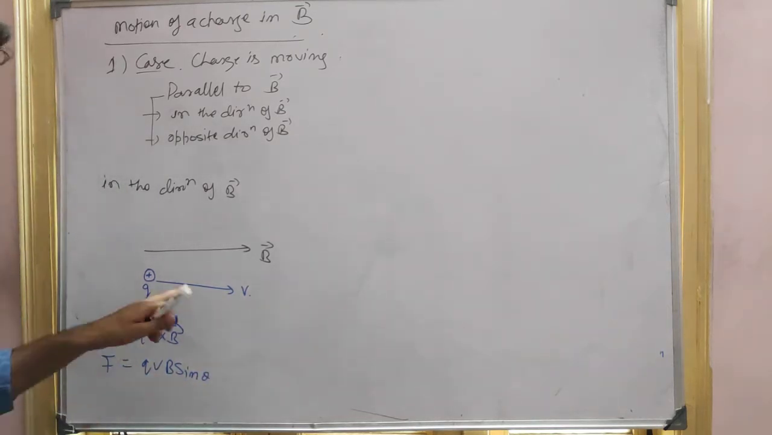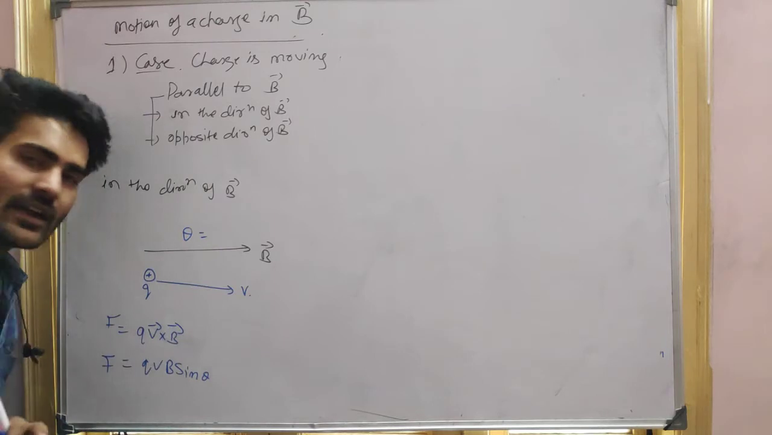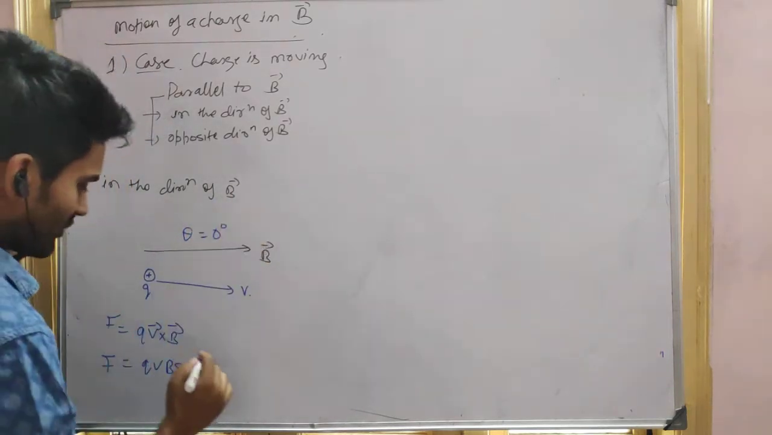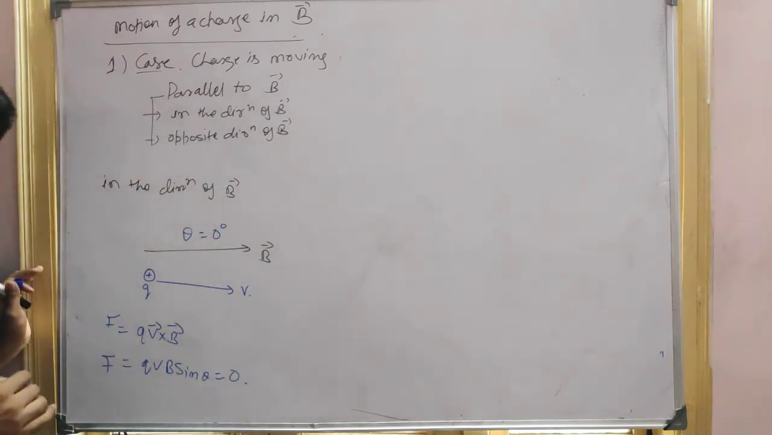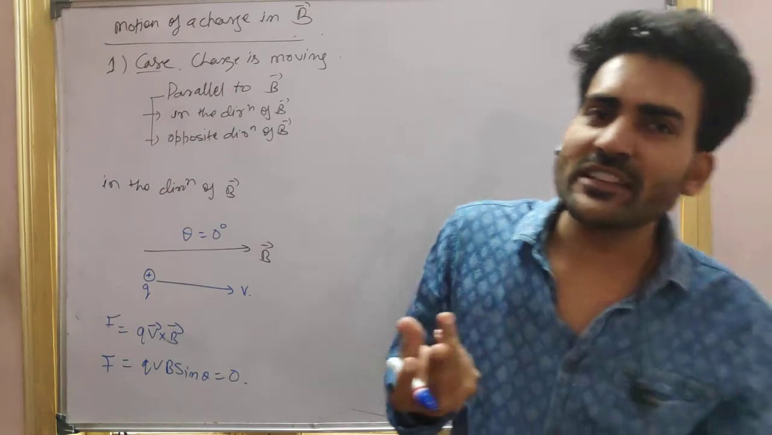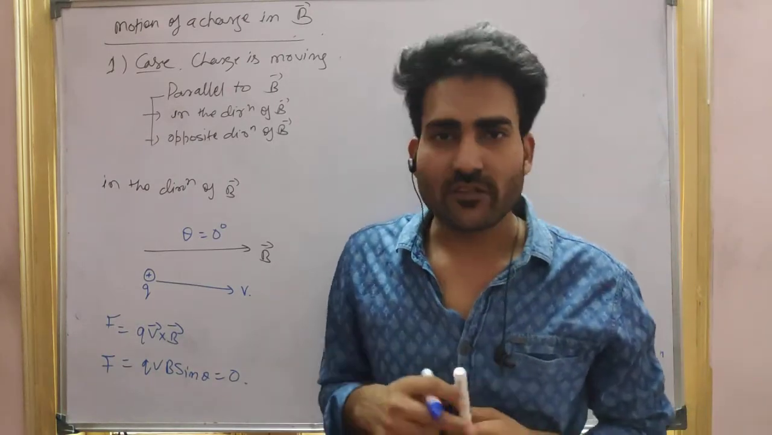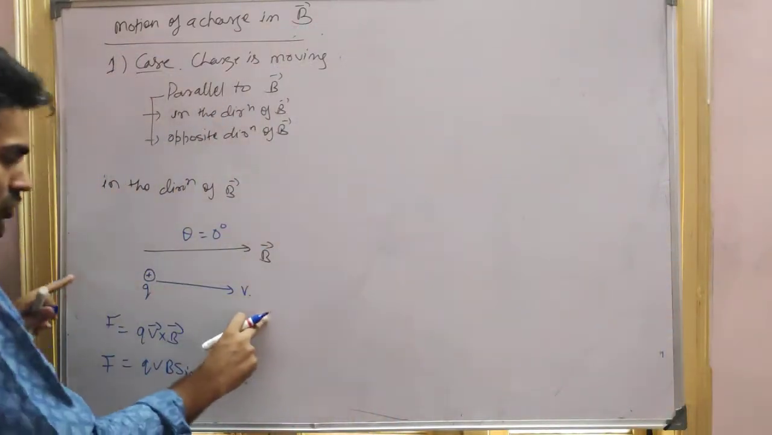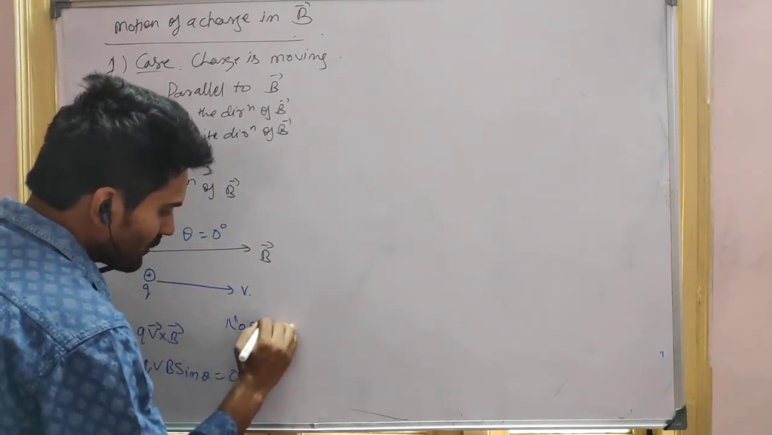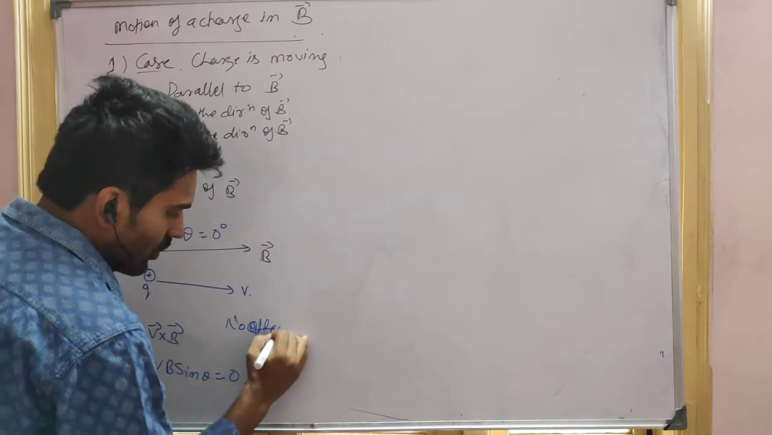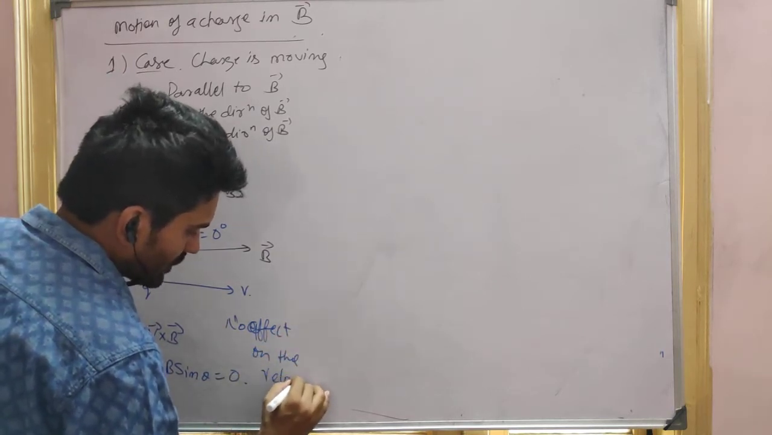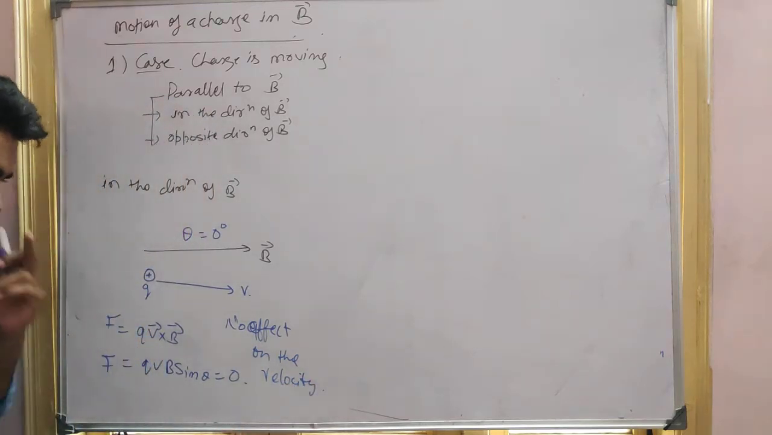What is the angle between these two? I think the angle is 0 degrees because they are in the same direction. So can I say force is 0 here? Yes, I can say force is 0 here. When the force is 0, obviously there will not be any deflection in the velocity of the charge. So it will continue to move in this direction only. So no effect on the velocity. The velocity will be the same.